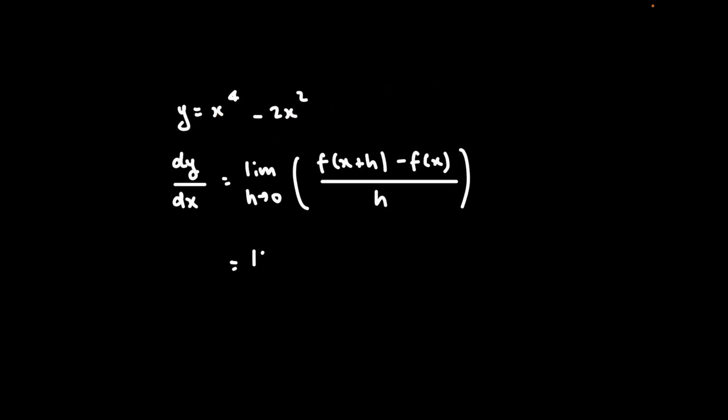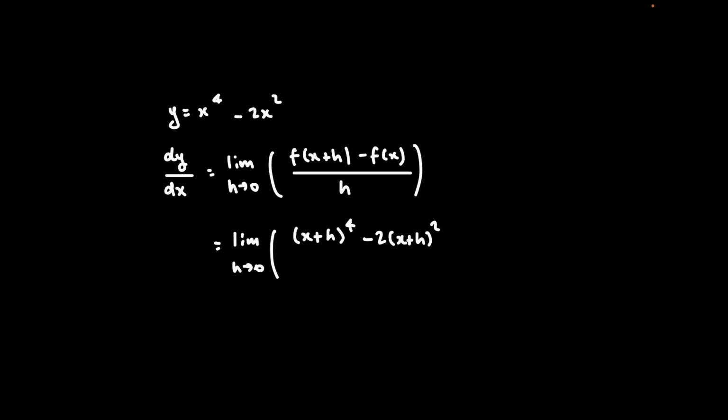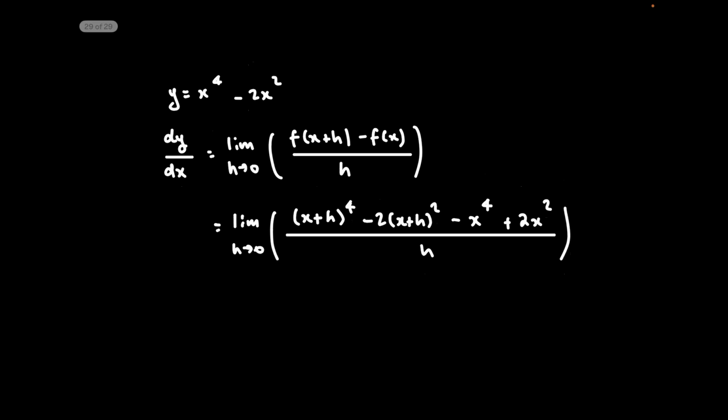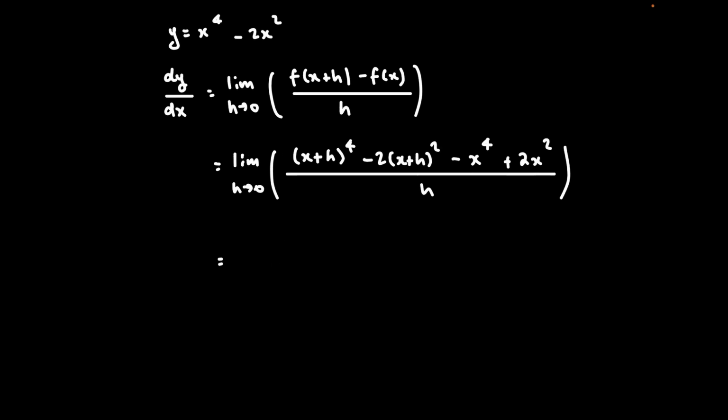And in doing so, we will have the limit as h approaches 0. Instead of x to the power of 4, we can say x plus h to the power of 4. Instead of saying minus 2x squared, we can say minus 2 times x plus h, whole squared. Then we can minus away the original function. In this case, we're treating this as f of x. So as we keep going, we can minus away x to the power of 4. We can add 2x to the power of 2, all over h.